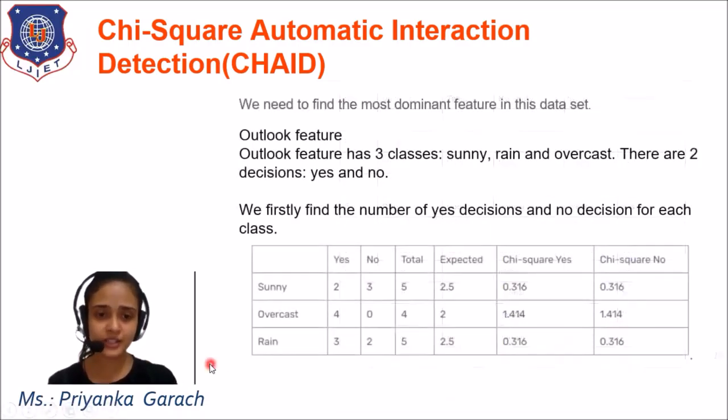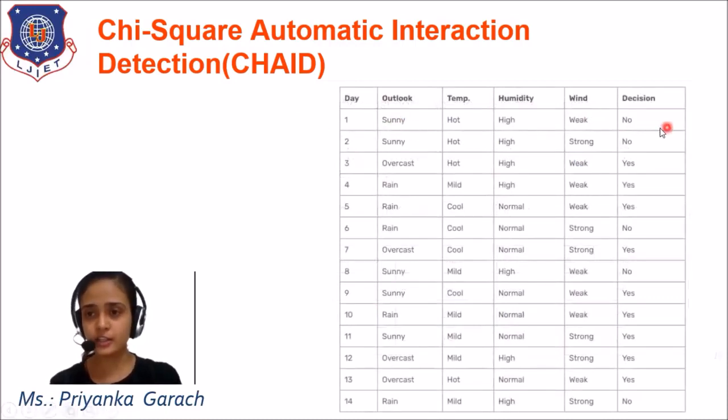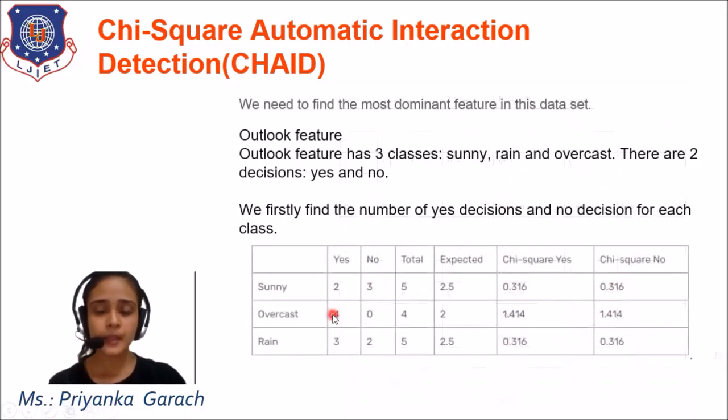So how many yes are there for sunny? For sunny, I have yes as 2, so I am writing it as 2. Then for sunny, how many no are there? We have already seen that these two are no for sunny, and this one is also no for sunny. So I am writing the number 3 for sunny and no. Similarly, for overcast, how many yes are there? We have to see from the data set. You will get the answer as 4. And for overcast as no, there are no values present. For rain, there are 3 yes and 2 no. For overcast, there are 0 rows with no.